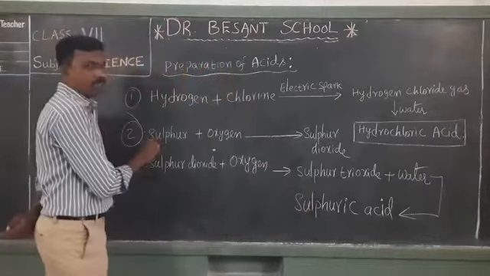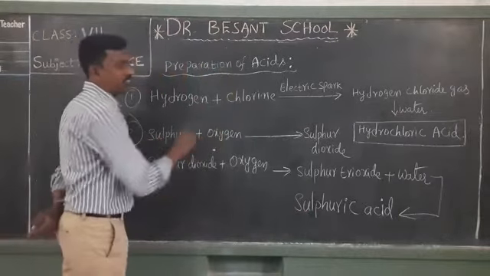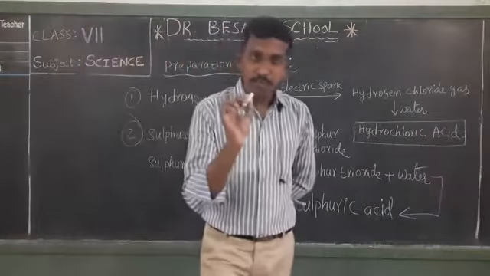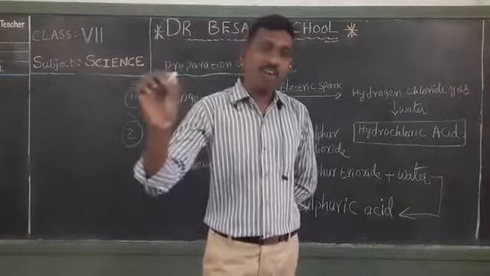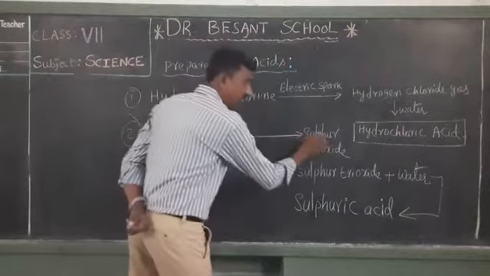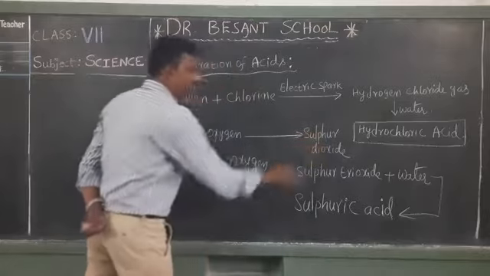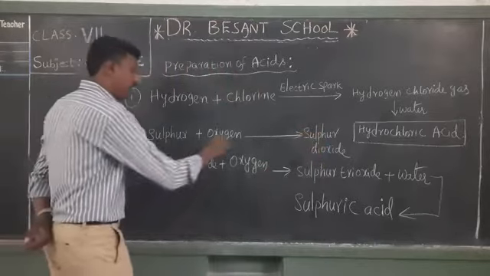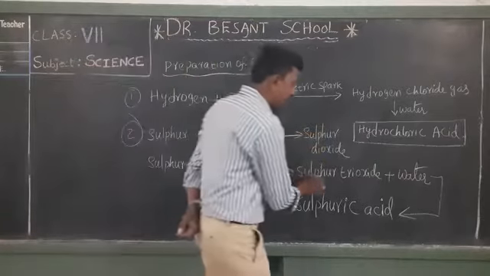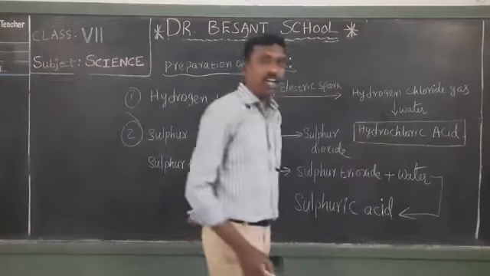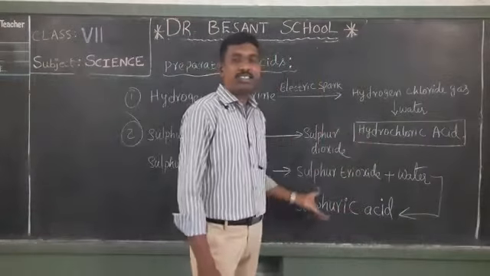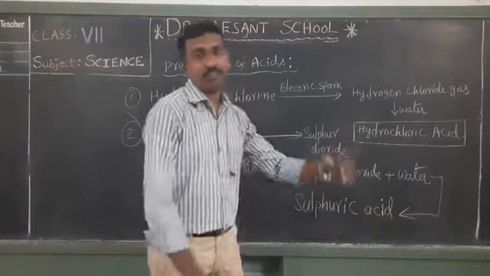And how can we prepare this? Sulfur combines with oxygen. Here we can say it is a combustion reaction. Sulfur burns in the presence of oxygen to produce sulfur dioxide, and this sulfur dioxide combines with further oxygen. Further combustion takes place and produces sulfur trioxide. And this sulfur trioxide, when it is dissolved in water, produces sulfuric acid.